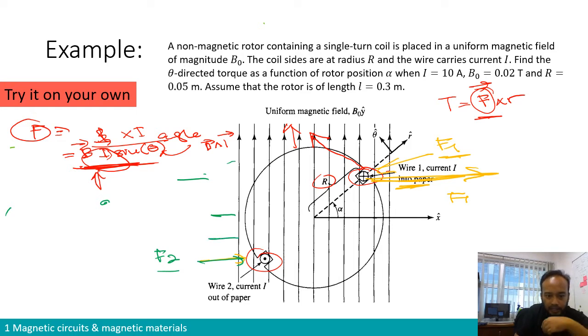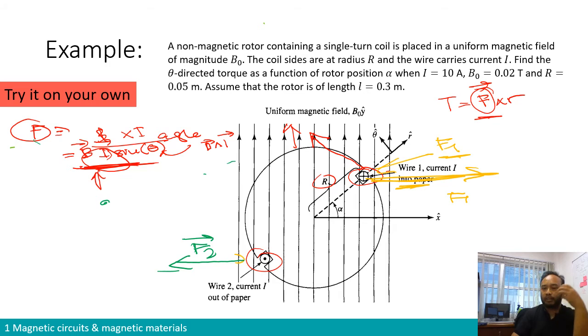I'm going to erase this first. I cannot actually see my pen. So force F2, the direction of force F2 is in the direction of minus X. So force F2 is in this direction.